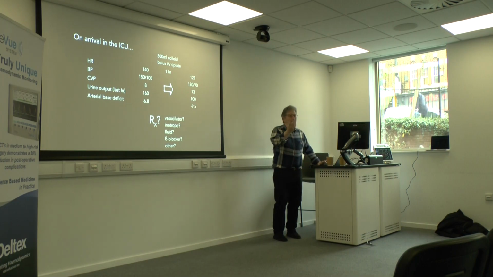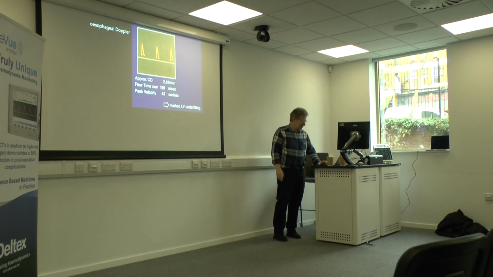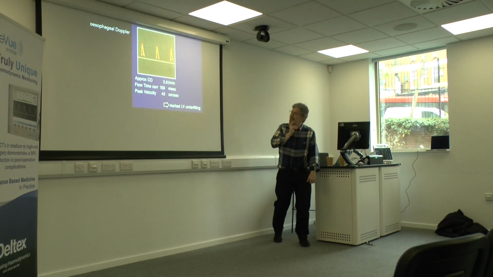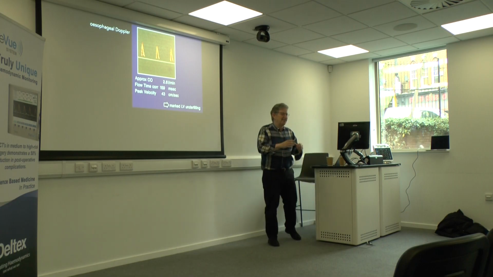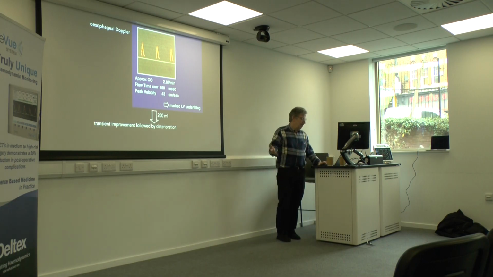Okay. Doppler, clearly, that's the answer. And that is a picture. So it was about 2.6 litres, again a very narrow corrected flow time, 159. Who said fluid? Brownie points. It suggested he was underfilled. So he had 200 mils. It got better, and then it got worse again.